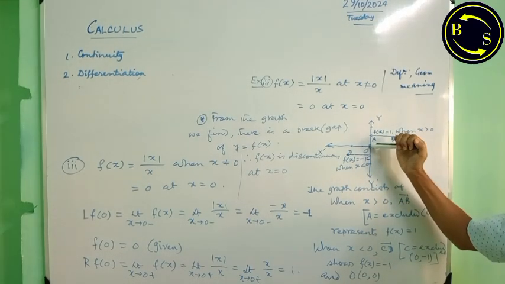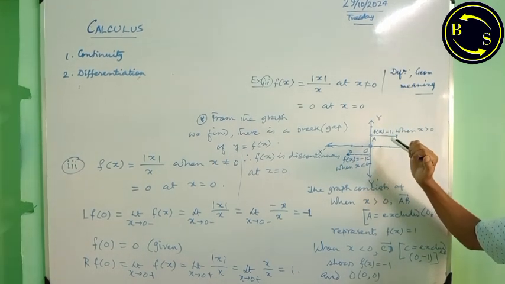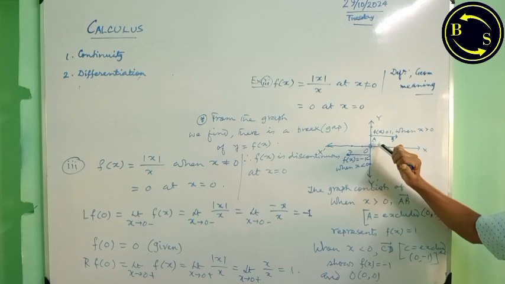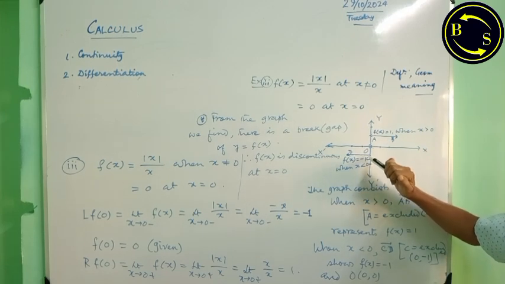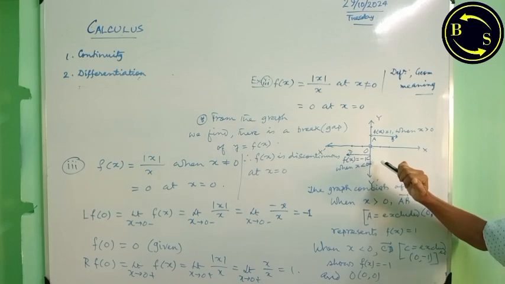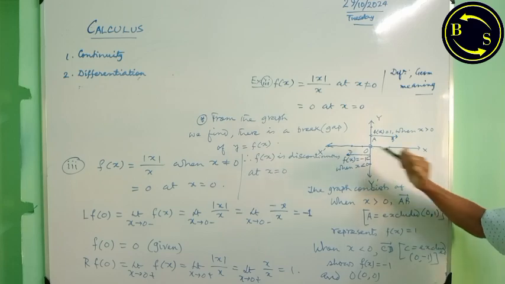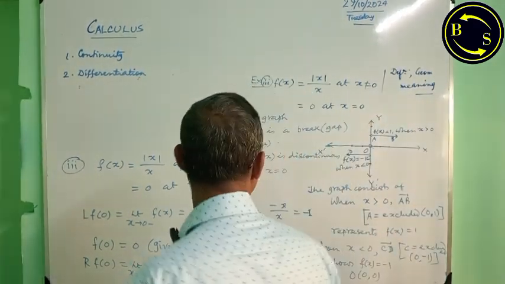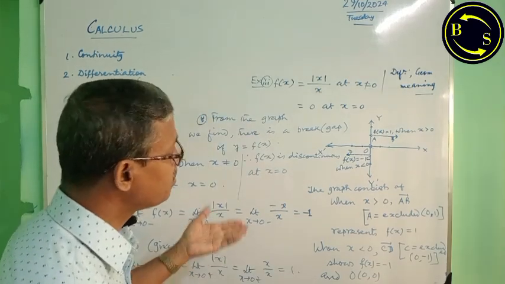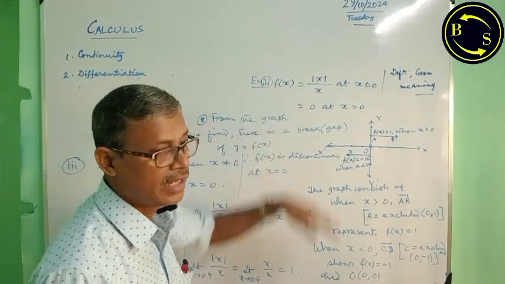You see 3 different values. When x is positive, that means greater than 0, it starts from A. When x is less than 0, the graph starts from C. C is excluded (0, -1), and when x equal to 0, that point is lying at the origin. Therefore, there is a gap. Therefore, from the graph, we conclude f(x) is discontinuous when f(x) is defined as this.